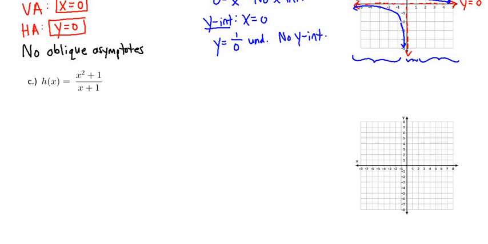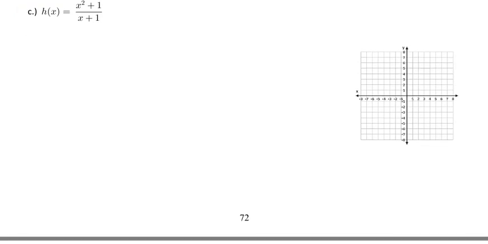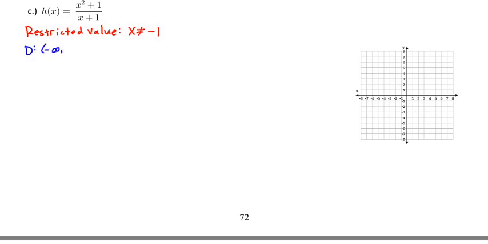Okay, let's try one final example. We have h of x equal to x squared plus 1 over x plus 1. It appears that we have a single restricted value from the denominator, that is, x cannot be equal to -1. Also observe the numerator is the sum of two squares, so it does not factor. The domain of this function will be from -infinity to -1, union -1 to infinity.